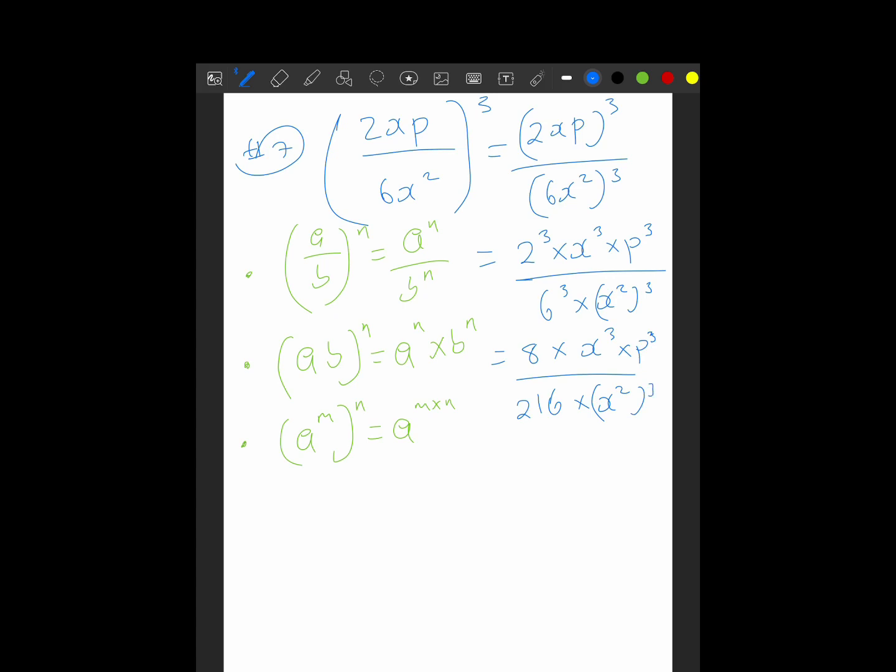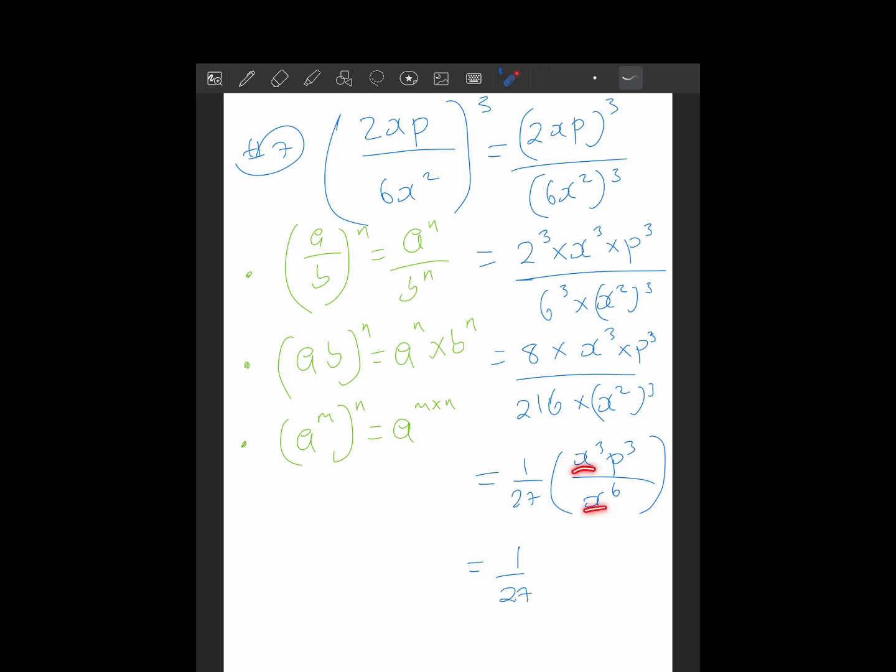If you don't know this, just find your calculator. Calculators are fine sometimes. And 8 divided by 216 is actually 1 over 27. Punch that in your calculator, you get it. And then you've got x power 3, p power 3, and x power 2 times 3, and 2 times 3 is 6, so you can just write 6 there. So it's 1 over 27.